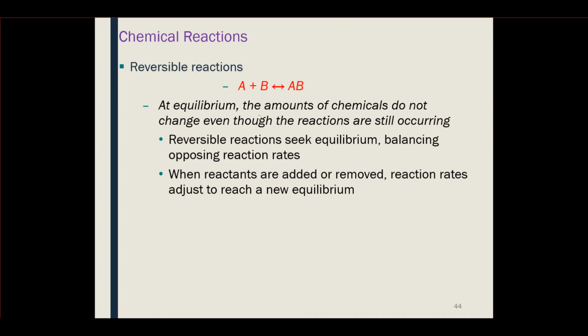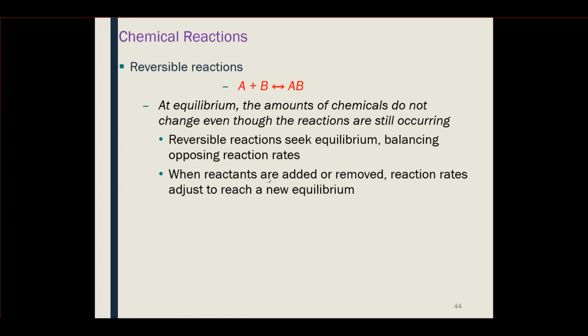So at equilibrium, the amounts of chemicals do not change, even though reactions are still occurring, right? So the reactions could be going this way or this way. They're going back and forth. Reversible reactions, they seek equilibrium. And this is a word, again, we did this in our very first lesson. Equilibrium is a state of balance, okay?